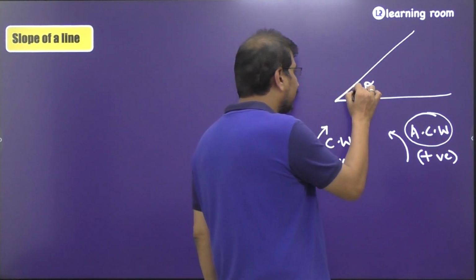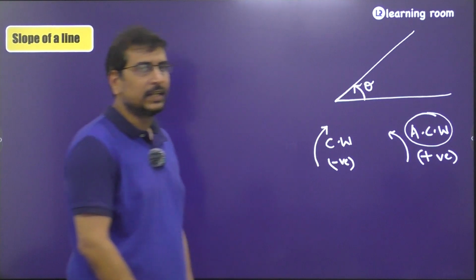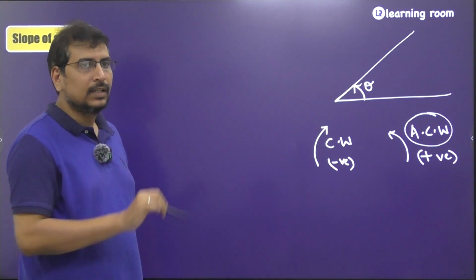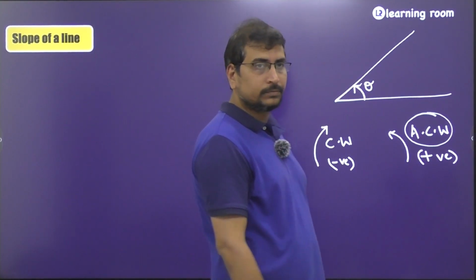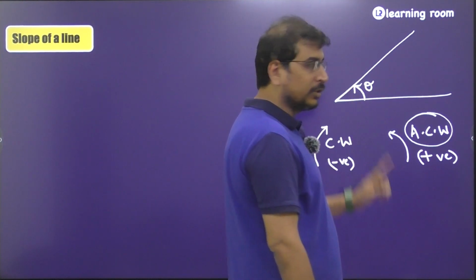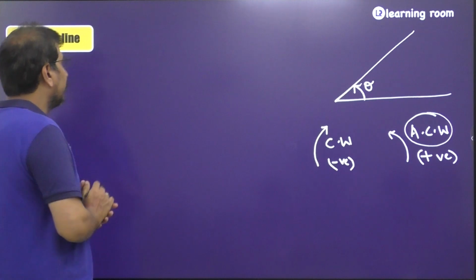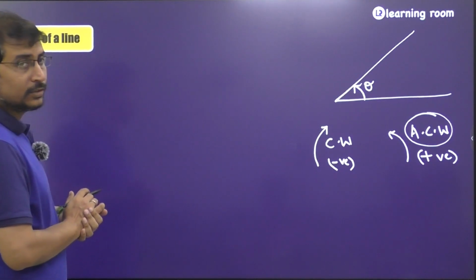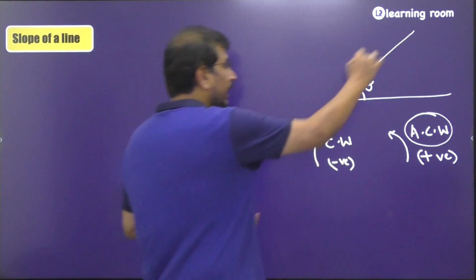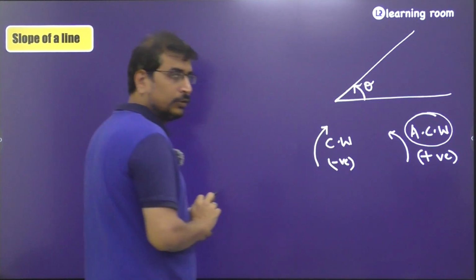So what I'm doing is marking something like this. I'm not just putting that arc, rather I'm putting an arrow mark. So here it is a positive angle. Am I clear with this? Now listen to this. How do you define the slope of a line? This line is making an angle with the horizontal, right?